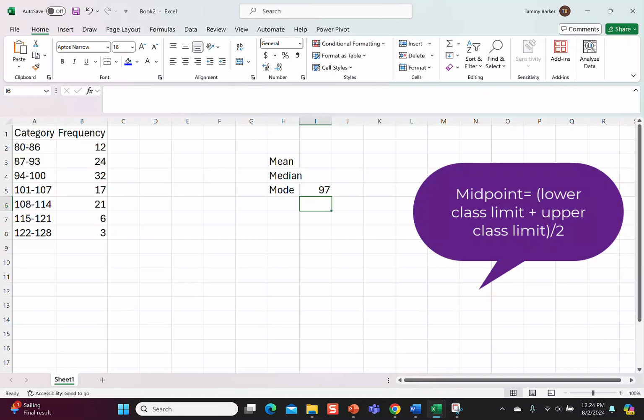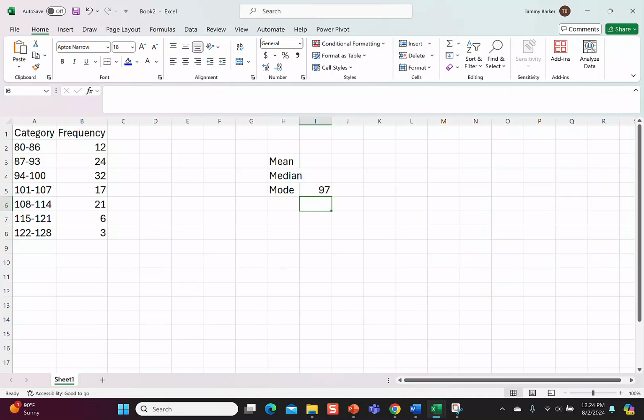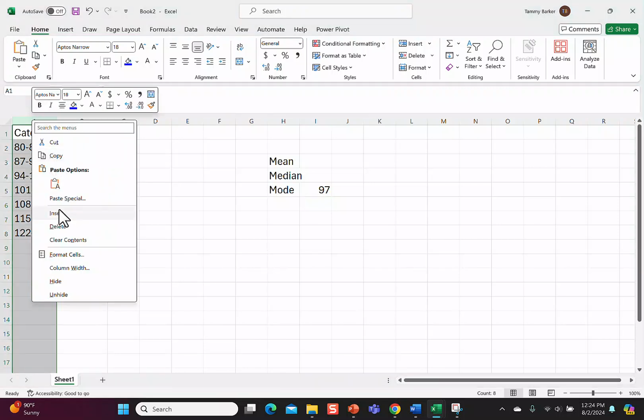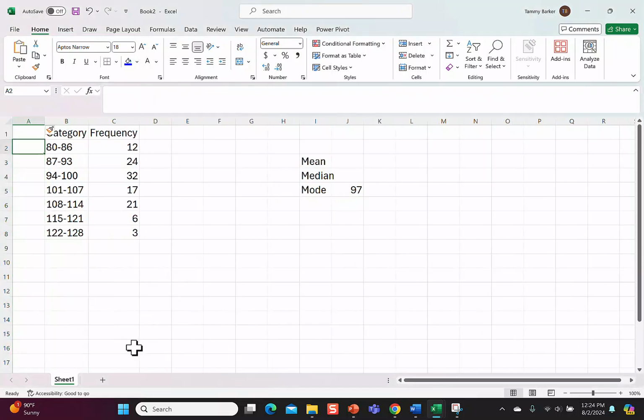To find the mean and median, we need to find the midpoint for each of the categories. So I'm going to insert a column, and let's find the midpoint of the first category. Again, I'll push equals, parentheses, 80 plus 86, divide by 2, and it gives me 83.